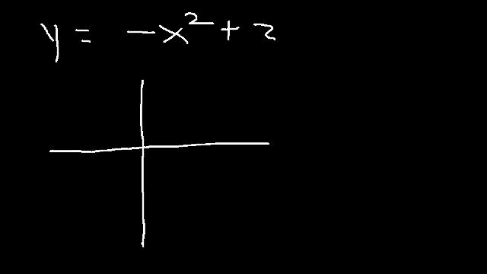Let's try another example. Try this one, -x squared plus 2. So go ahead and draw a rough sketch of the graph and also determine the domain and range of the function. So this graph is going to shift up 2 units, and it's not going to open upward because there's a negative in front of the x squared. So it's going to reflect over the x-axis, meaning that it's going to open in the downward direction.